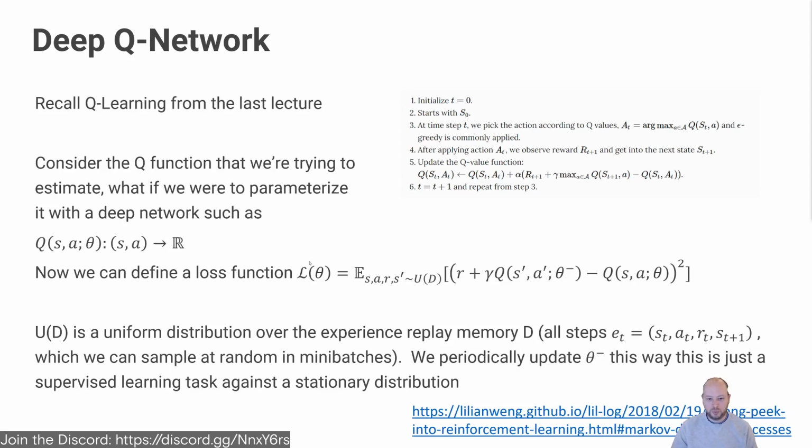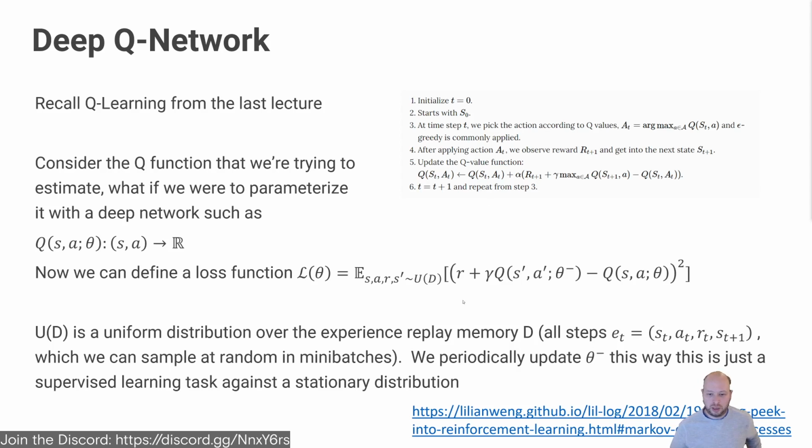And now we can just define a loss function, right? So the loss function in this case is the expectation over s, a, r, s' from this distribution. And I'll talk about this in just a second. What's this U(D) all about? And keep in mind, remember that Q learning is an off-policy algorithm, meaning it's operating on data from a different policy, not necessarily the one that we have.